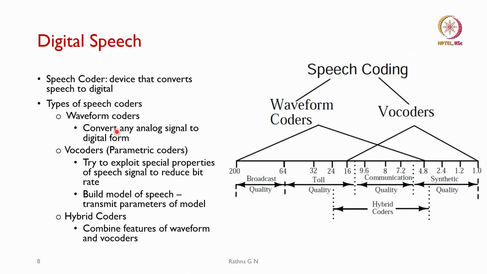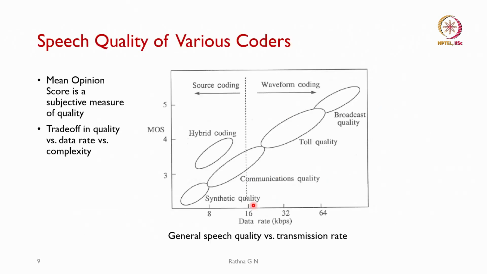Waveform coders convert any analog signal to digital form, whereas vocoders, which we call parametric coders, try to exploit special properties of the speech signal to reduce bit rate. They build a model of speech and transmit the parameters of the model. The hybrid coders combine features of both waveform coders and vocoders.